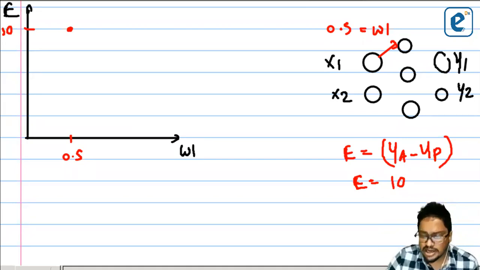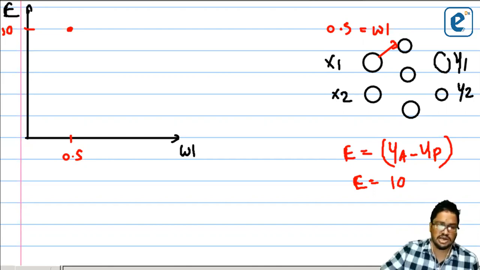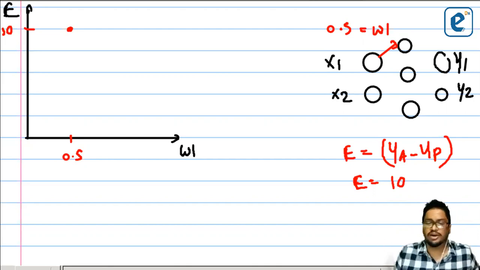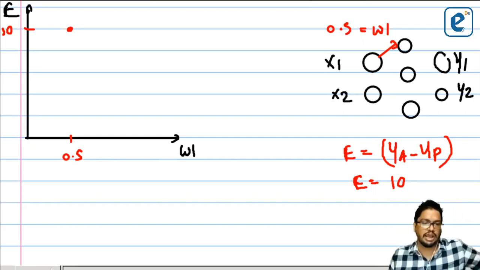To minimize the error. So we need to minimize the error always, right? Reduce the error. Yes. So what we need to do, we have a value of 10 and we need to minimize this.